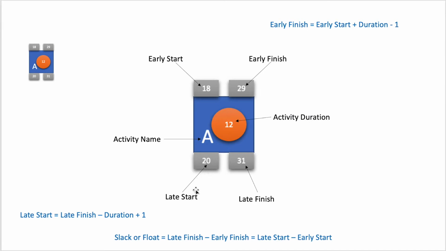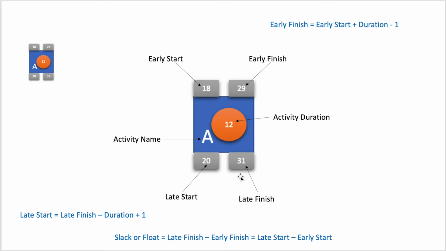Then on the bottom we see that we have two more terms, late start and late finish. Now late start is a date on which the activity can start at the latest, that is the last date on which the activity should start is known as a late start. And if the activity starts on the late start date, the date on which the activity will finish is the activity's late finish. So the late start can be calculated as late start is equal to late finish minus the duration plus 1. So this is the formula we can use for calculating the late start.